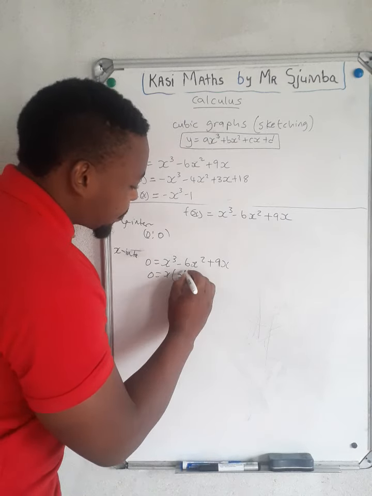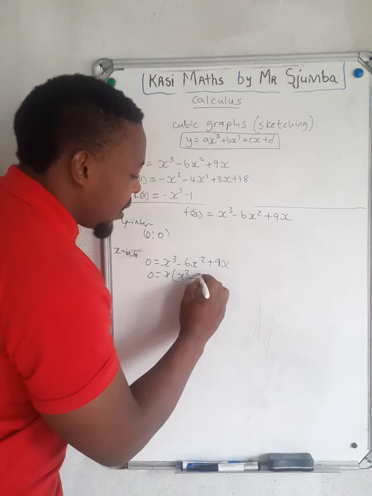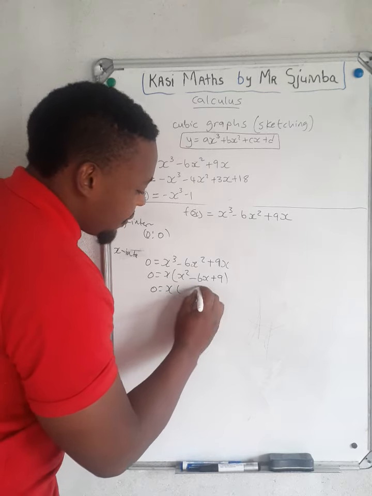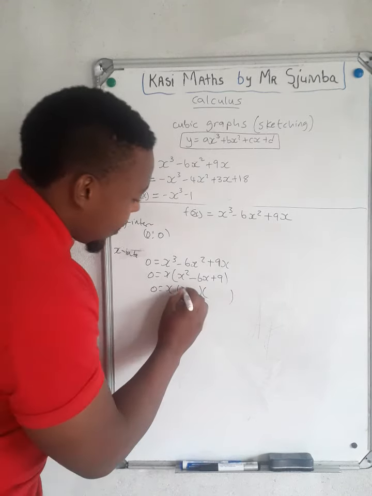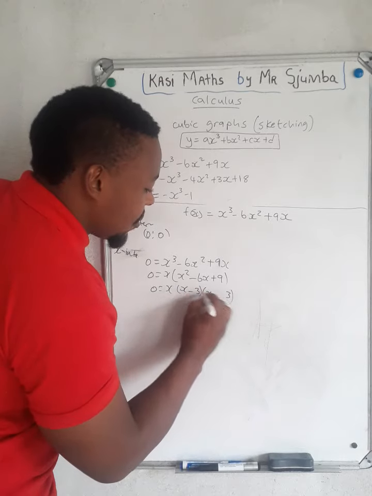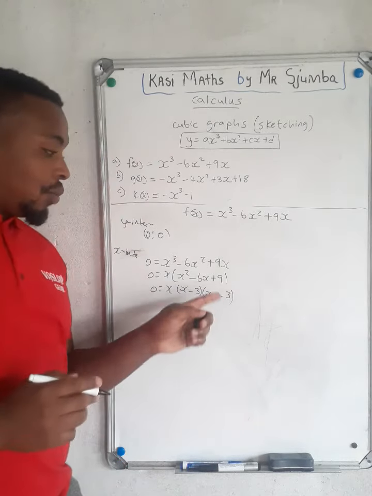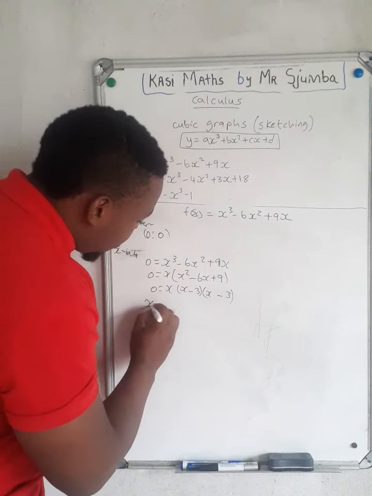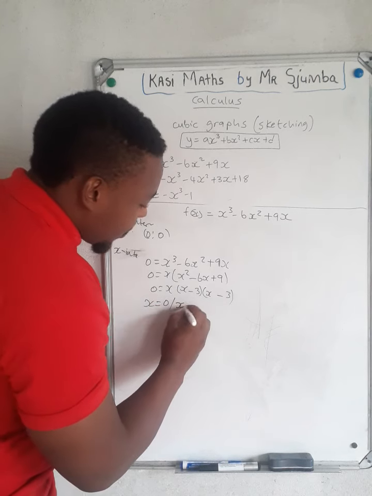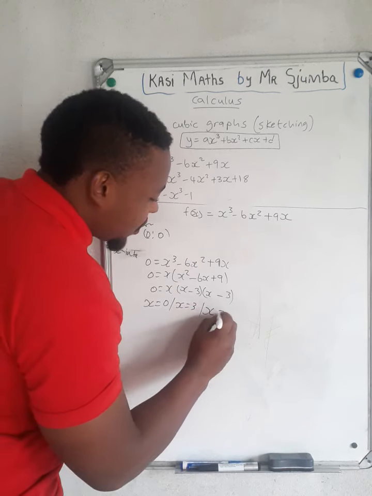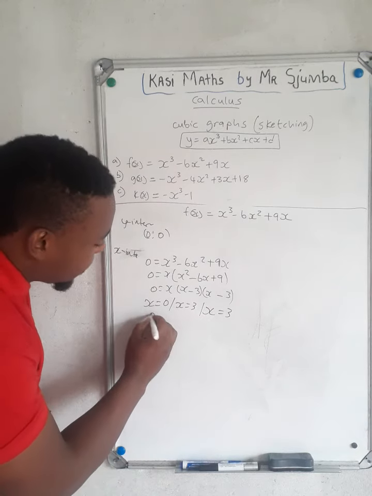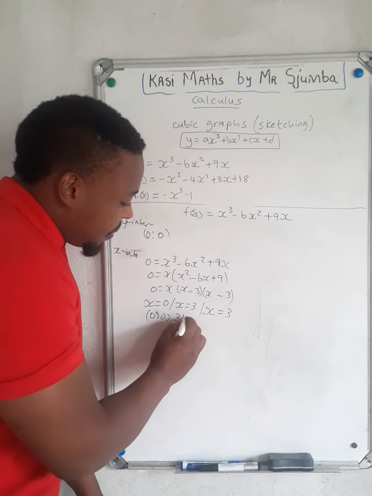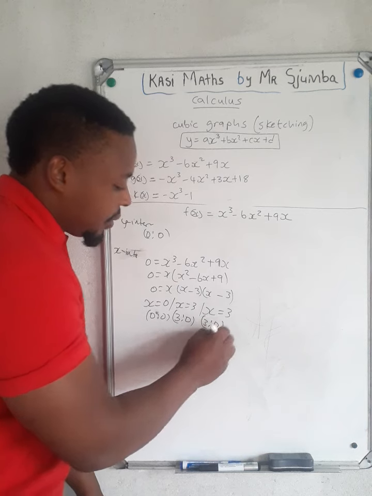Inside the bracket we are left with x squared minus 6x plus 9. Then we have to factorize the brackets. It will be x minus 3 and x minus 3. You're more than welcome to use the quadratic formula to solve. So that means we have x equals 0, x equals 3, and x equals 3. So the x-intercepts will be (0, 0), (3, 0), and then (3, 0).